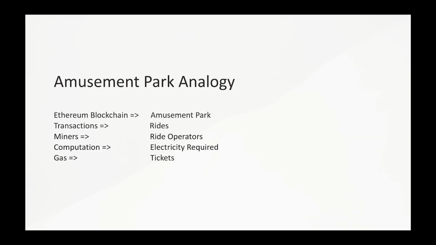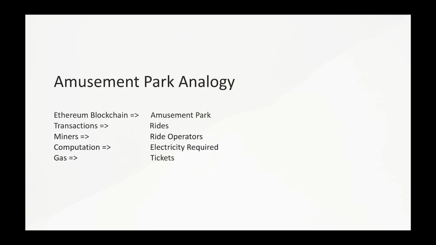Another interesting analogy I came across is of an amusement park. Let's say Ethereum blockchain is an amusement park, rides are transactions, and miners its operators. Now the operators need electricity to run the rides. But electricity is not abundant, and so if people just come in, it will cause an issue. Therefore, everyone has to have some amount of tickets, and each ride has a fixed cost. These tickets are then taken by miners as their fee to process transactions, or rather in this case, run rides.